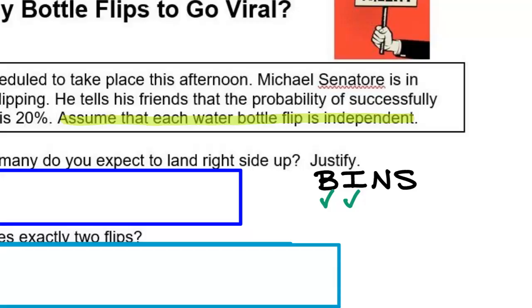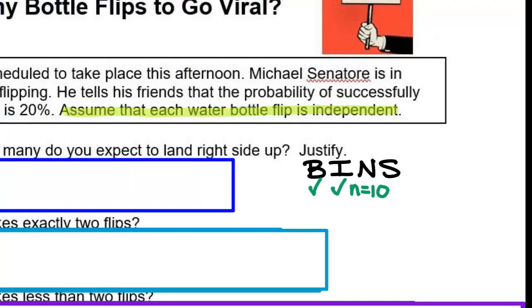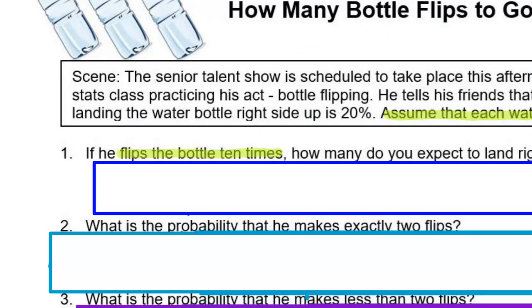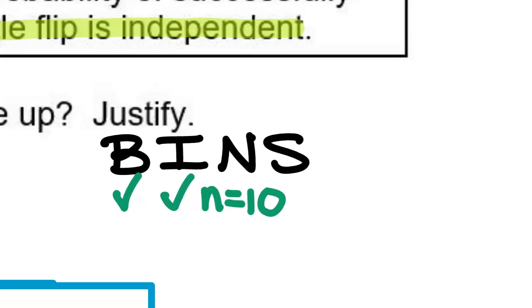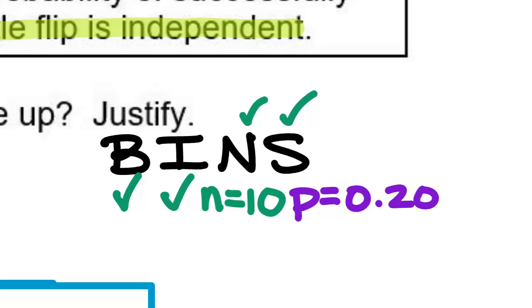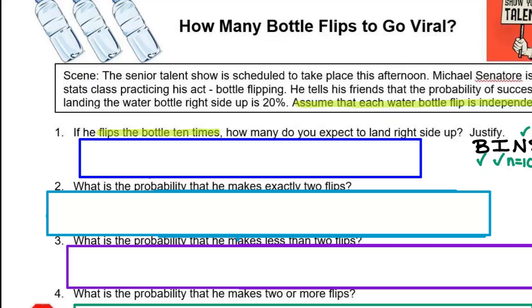Do we have a fixed value for n? Read the question. What is n? 10. It said right there that he is flipping the bottle 10 times. Do we have the same probability of success each time? Yes, what is the probability of success? 20%. So is this a binomial setting? Yes. So let's calculate the probability then, given that this is a binomial setting.